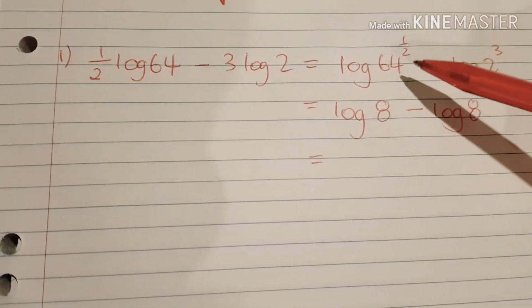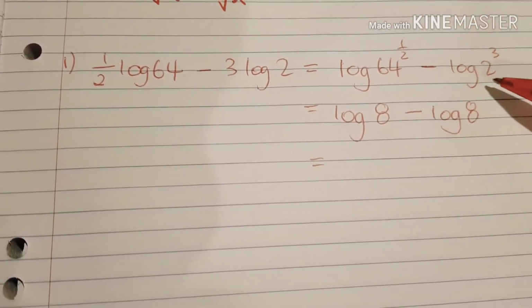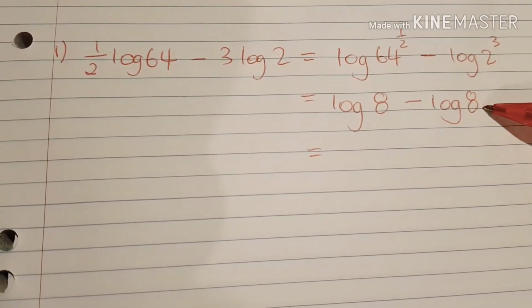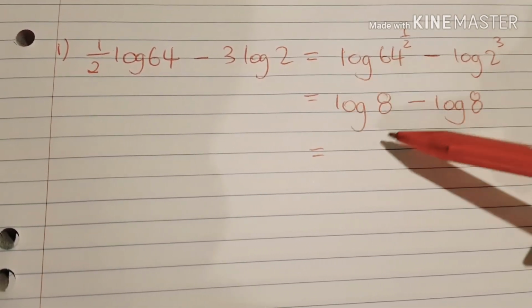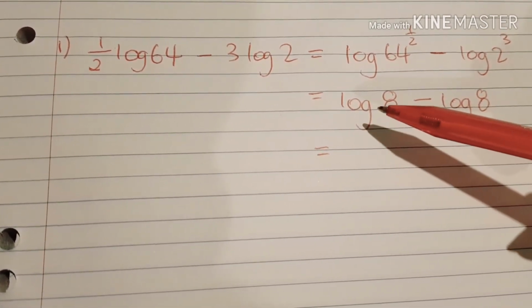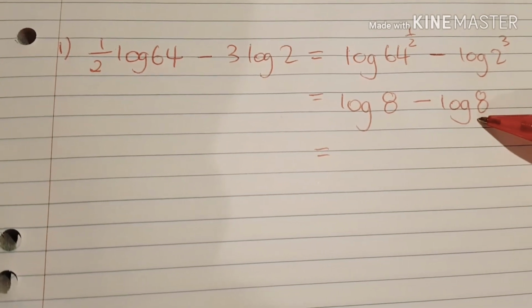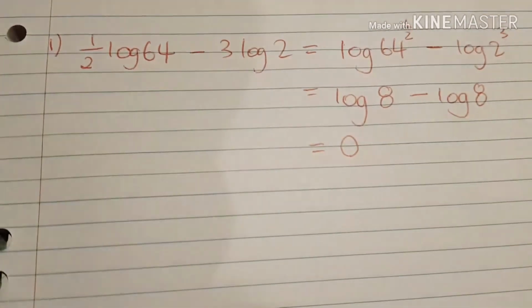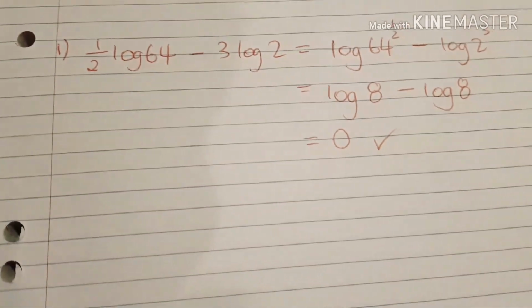Square root of 64 is 8. 2 to the power of 3 is 8. So log 8 minus log 8. Log 8 is a number, minus log 8 is the same number. If you minus it, then it's going to be 0. Well done. So 0 will be your final answer.